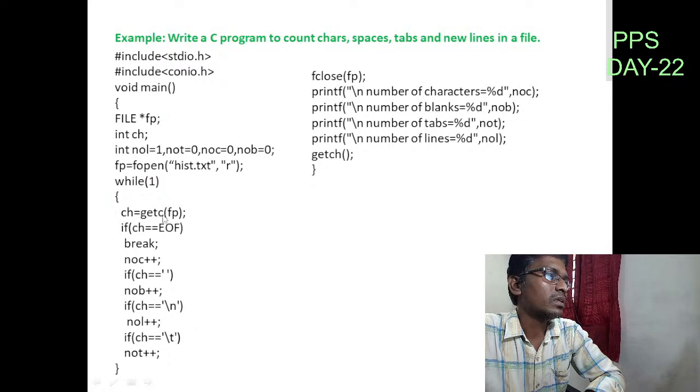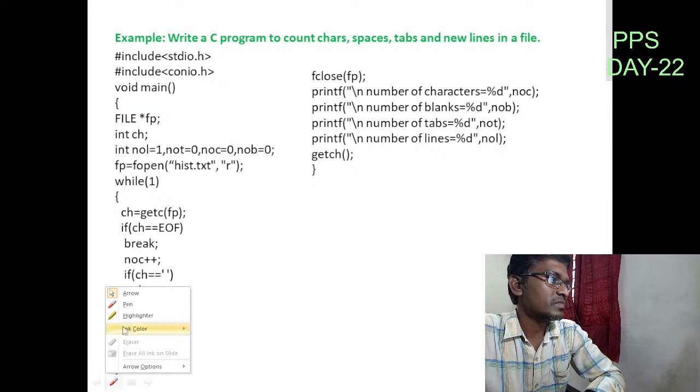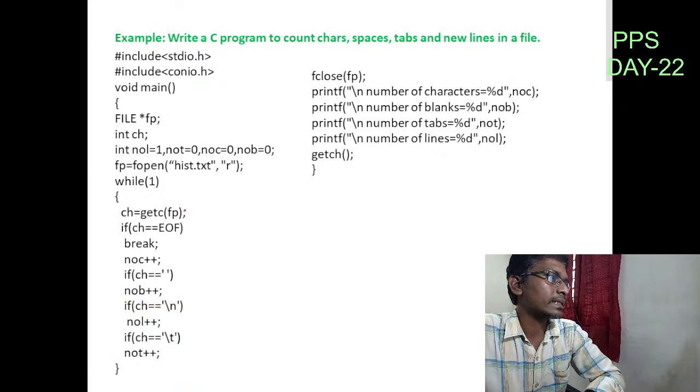Until you reach the end of the file, the loop continues. Whenever you reach the end of the file, it will terminate. That means it will print the number of characters in the file. So this code is used for counting the number of characters.